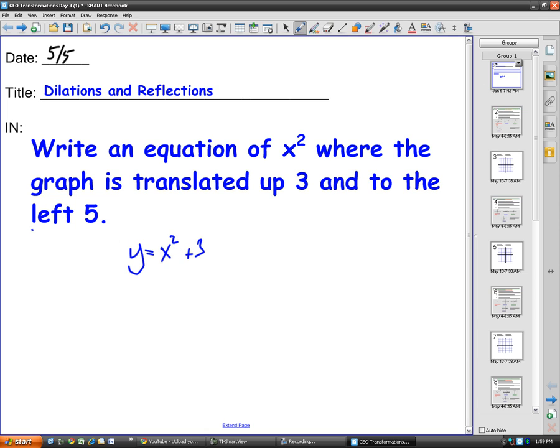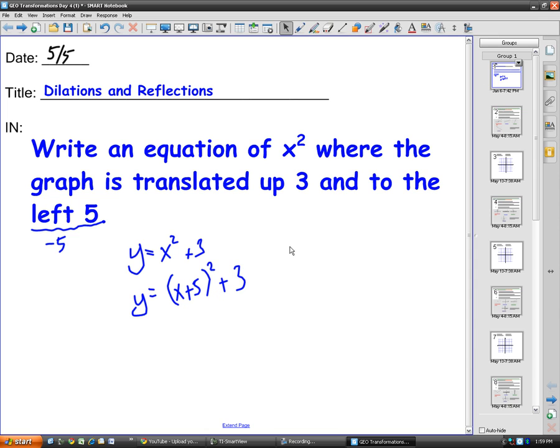Then we have to remember, what does it mean to move to the left? Well, the left is -5 on the number line. But remember, because left and right is inside the function, inside the square, we end up with the function being the opposite of what we see there. So I'm going to write my squared outside, add my plus 3 because that's up 3, and it's going to be x plus 5, because the opposite of what we see, -5, would move it to the left 5 and up 3. So that would be my equation that I'm looking for.